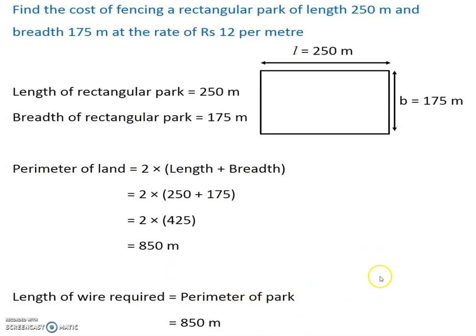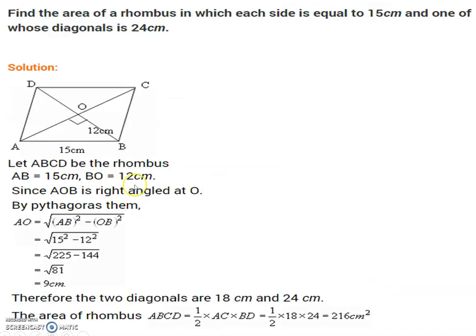It is easy, na? Yes. Find the area of a rhombus in which each side is equal to 15 centimeter and one of whose diagonals is 24 centimeter. This is the rhombus. Yes, a rhombus has 4 sides equal. That is called a rhombus. But they give the condition each side is equal to 15 centimeter and a diagonal of 24 centimeter. I divided it into 2 diagonals. So these portions OB, OD, OC and OA are 12 centimeter.